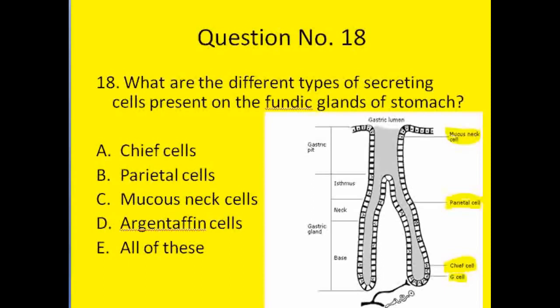Looking at the diagram, they have highlighted the mucus neck cell, option C, the parietal cell, option B, the chief cells, option A, and G cells, also called argentaffin cells. So all four are present, and we choose option E. The correct answer is option E. All these four, chief cells, parietal cells, mucous neck cells and argentaffin cells, are present in the fundic glands of the stomach.